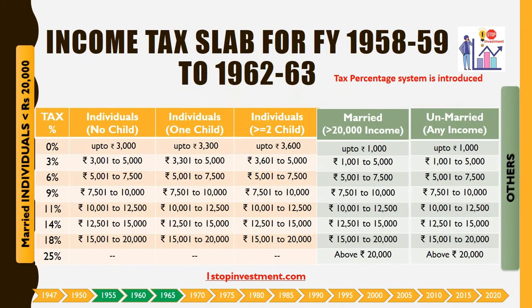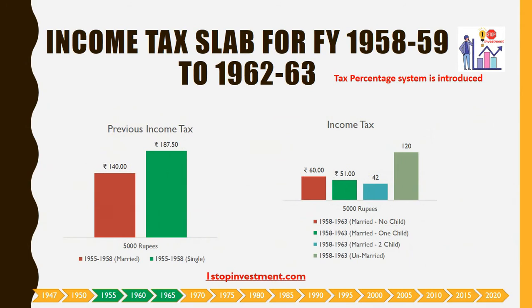For the financial year 1958 to 59, tax percentage system was introduced. It was due to decimal series monetary system. This tax slab varied as per the number of members in the family. Zero tax slab limit was also increased. For a total income of 5000 rupees, the tax varied from 42 rupees to 120 rupees. The tax amounts were considerably reduced in this period. This tax slab was continued for 5 years, that is up to 1963.